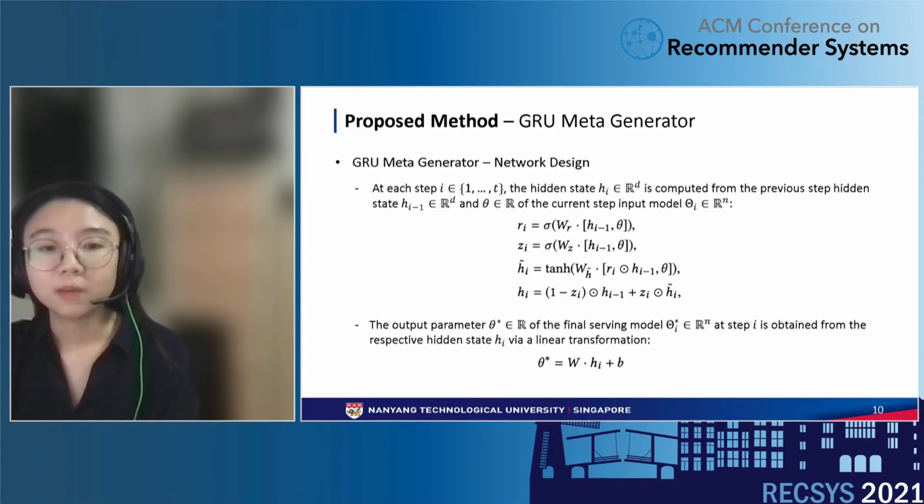Next, I will talk about the network design of the meta generator. To capture the sequential patterns, we propose to employ GRUs for the meta generator design. At each step, the hidden state is computed from the previous step hidden state and the current step input model, and the output model is obtained directly from the hidden state.